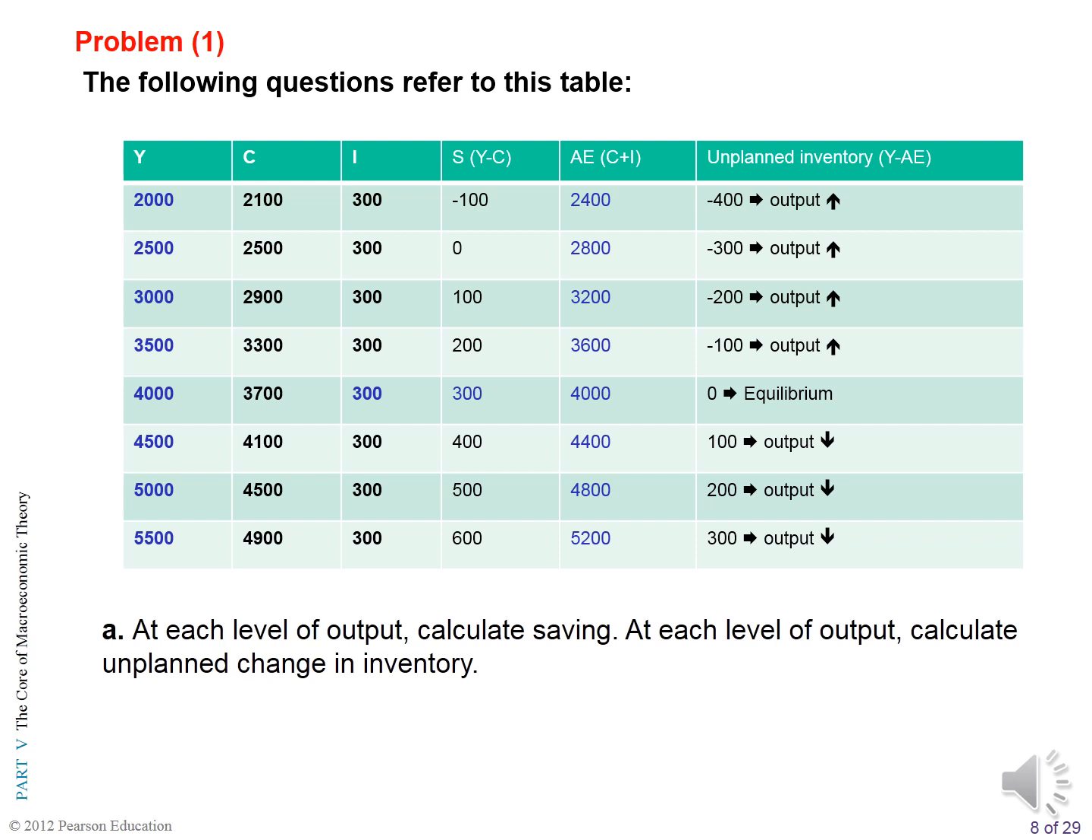نفس الطريقة بعد كده 3000 minus 2900, 100 and so on. يبقى دايما بجيب السيفنج عبارة عن الانكم Y minus consumption. طيب at each level of output calculate unplanned change of inventory.